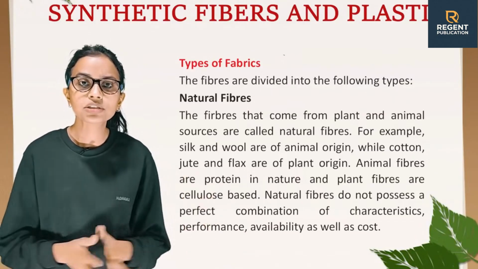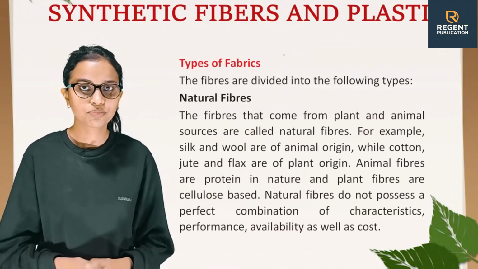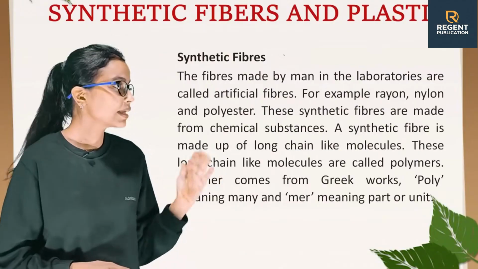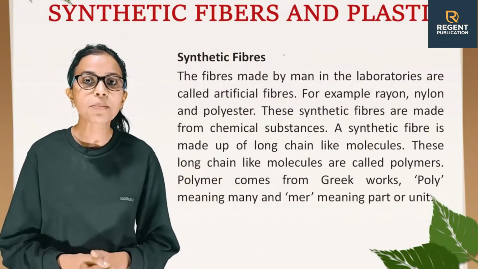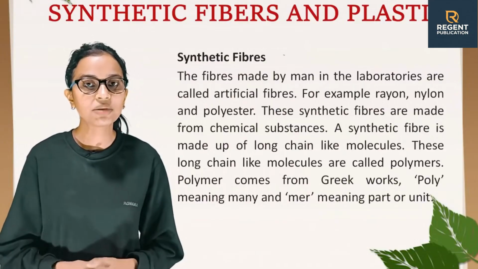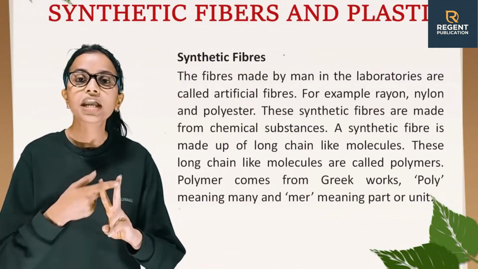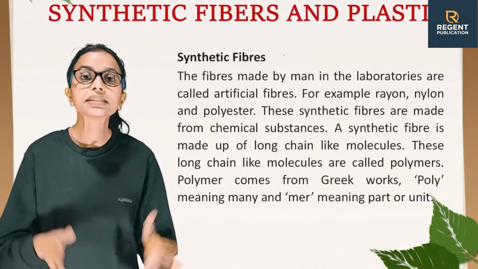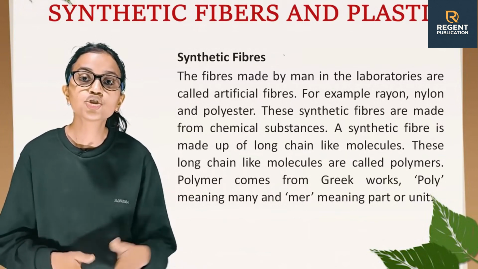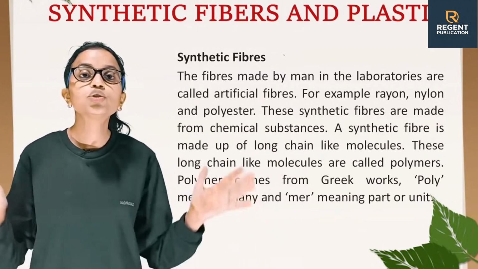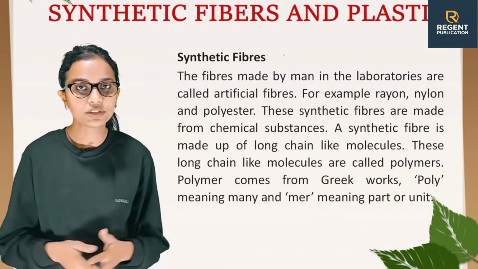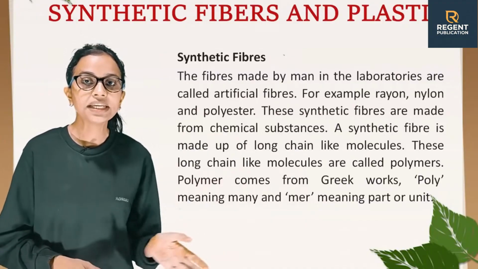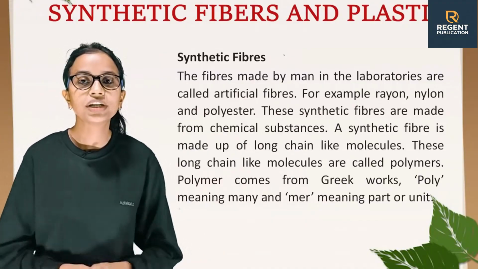Natural fibers do not possess a perfect combination of characteristics, performance, availability as well as cost. Synthetic fibers. The fibers made by man in the laboratories are called artificial fibers. For example, rayon, nylon and polyester. These synthetic fibers are made from chemical substances. A synthetic fiber is made up of long chain-like molecules. These long chain-like molecules are called polymers. Polymer comes from Greek words poly meaning many and mer meaning part or unit.